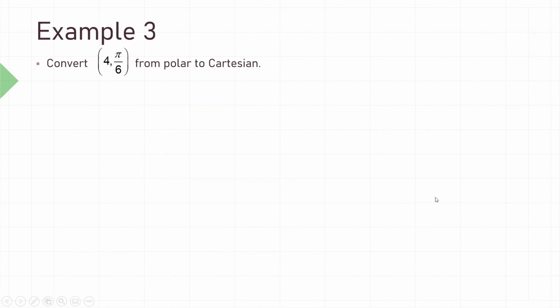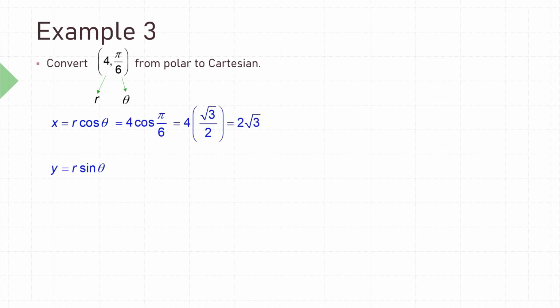Suppose we have to convert these polar coordinates, 4, pi over 6, into Cartesian. So we need to recall that 4 is actually the r and pi over 6 is actually theta. So we have x is equal to r cos theta, with r being 4 and theta being pi over 6. We substitute inside this formula, we get this one. And the same thing for y equals r sine theta, we substitute with 4 and pi over 6, so we get this value. How do I get this?